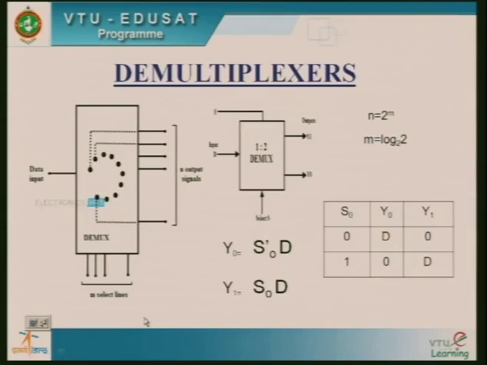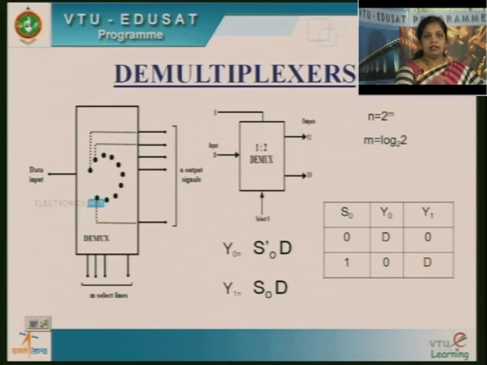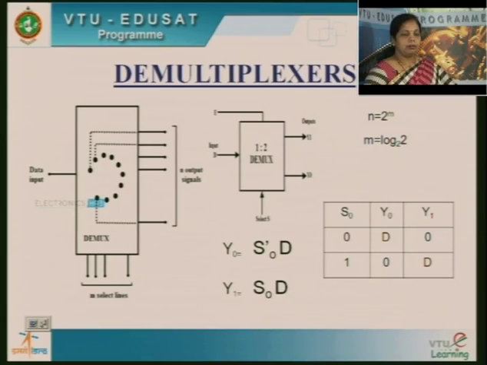So we have a demultiplexer with n outputs and m selection lines, and we have only a single input. We can just say there are multiple variations available: 1:2, 1:4, 1:16 and 1:32 demultiplexers are available. So let us discuss how exactly we are going to design the demultiplexer and its operation.